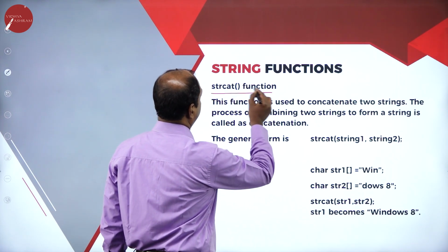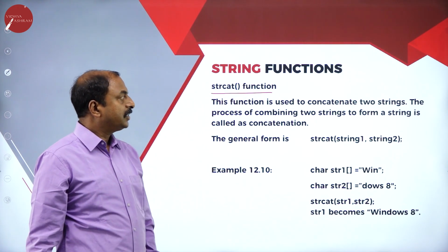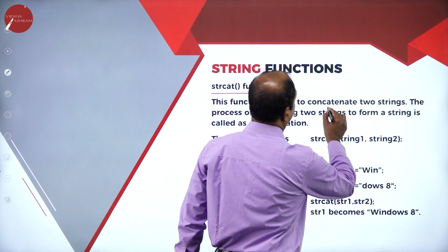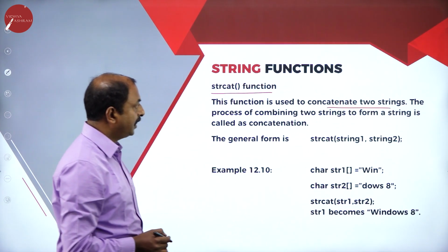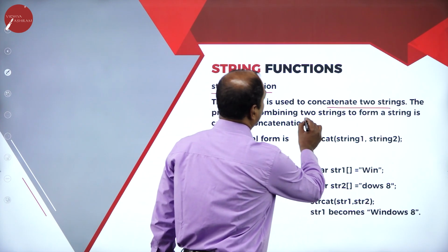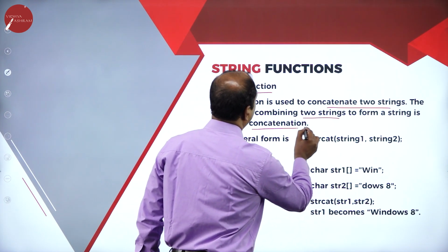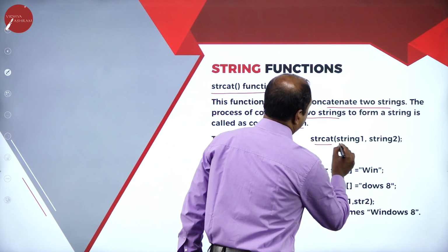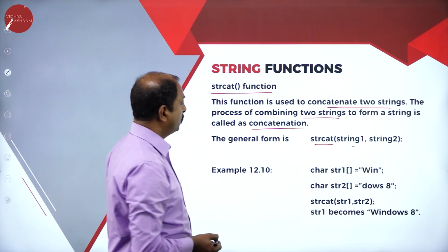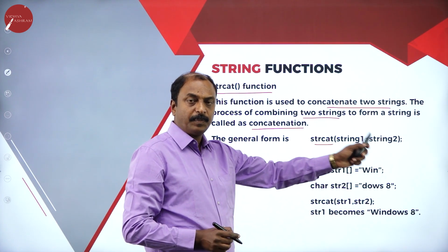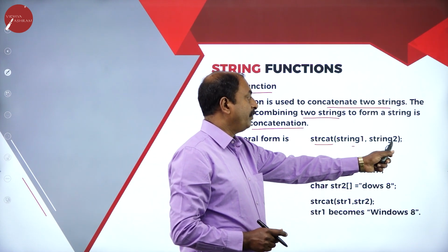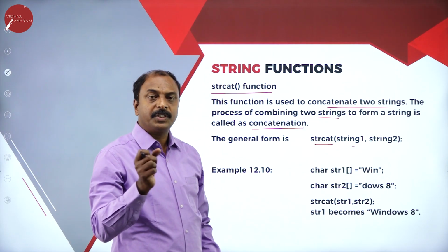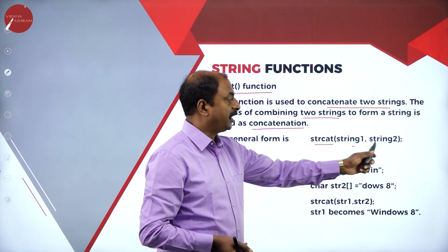One is the string function strcat, also called string concatenation. What is the meaning of this? It is used to concatenate two strings. The process of combining two strings to form one string is called concatenation. The general form is strcat(string1, string2). Here string 2 will be added at the end of string 1, so string 1 will be the combination of the two strings. So that is string concatenation.